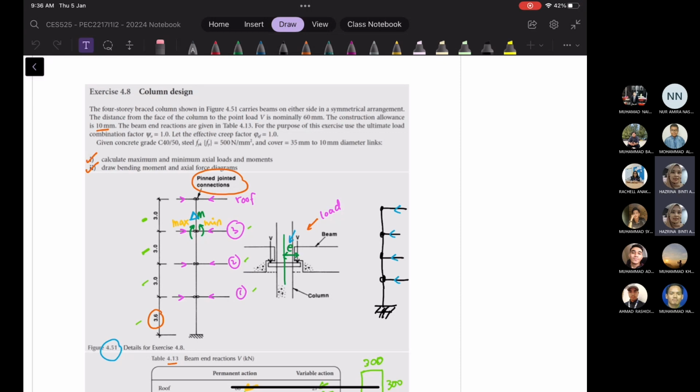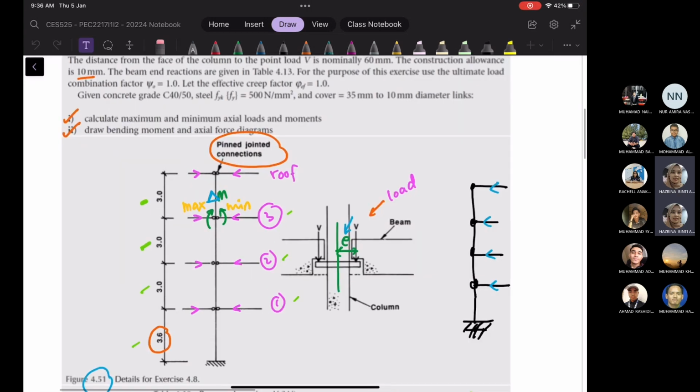arrangement, right? Okay, so dia ada, this is an internal column, right? So kalau kita tengok daripada this figure, it is an internal column. So bila kita sebut internal, it means that it has the beams connected to our column on both sides, right? So kiri kanan dia adalah.